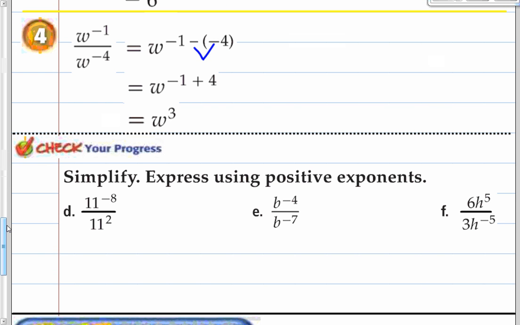Go ahead, stop the video, and you can try these 3. Come back and see if you got them right. I'm going to do them right here. Simplify, express using positive exponents.